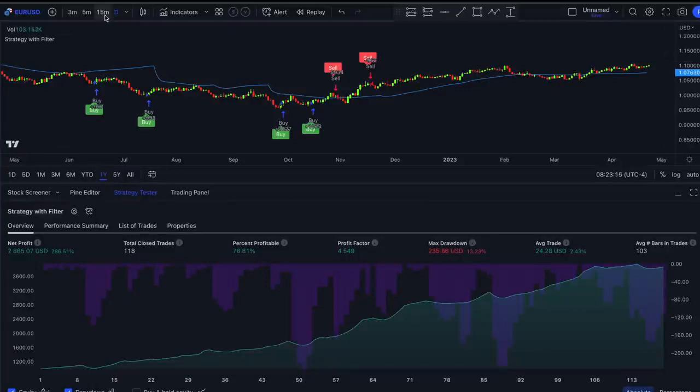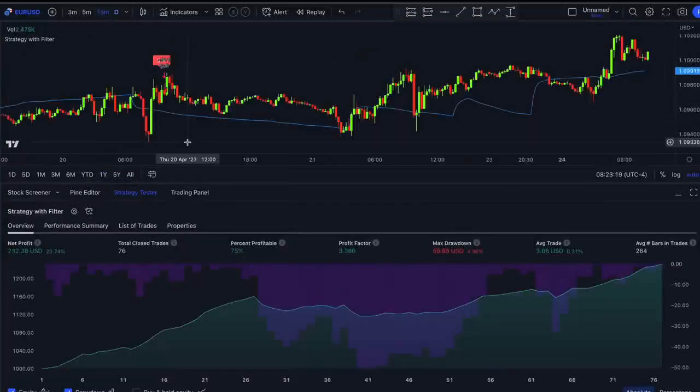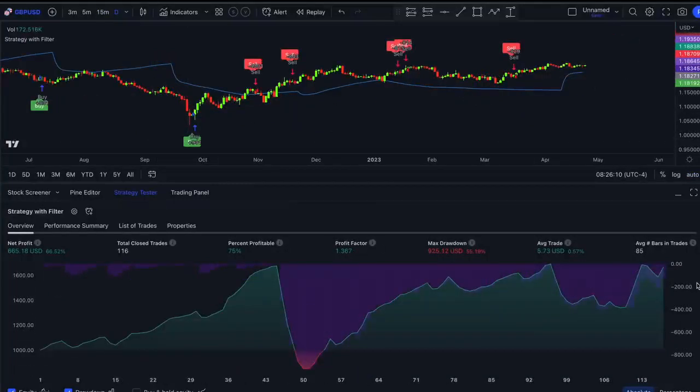On the 15-minute chart, the strategy also works really well. Out of 76 trades, the win ratio turned out to be 75%. By the way, these are the only time frames I recommend to use the strategy on. Alright, now let's take a look at the strategy's performance on a pound dollar on a daily chart. Overall, the results are decent, however, the maximum drawdown is not ideal.